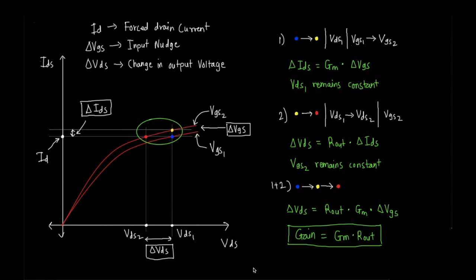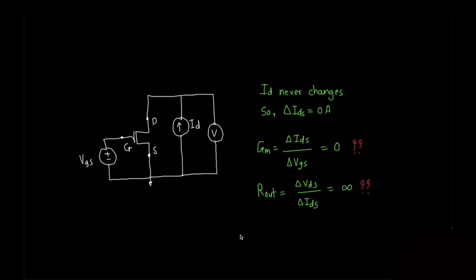This is great, apart from the fact that we are yet to check where the delta IDS goes. We will see soon. Now the keen viewers might have noticed that no matter what, IDS is not going to change. Then basically delta IDS is 0. Then why is GM not 0 and Rout not infinity? By their equations, it should actually be that way. But in fact, we just calculated the voltage gain of the circuit knowing the GM and Rout values. Which of these is correct? Is GM really of some value or is it 0? You will get to know that soon too.